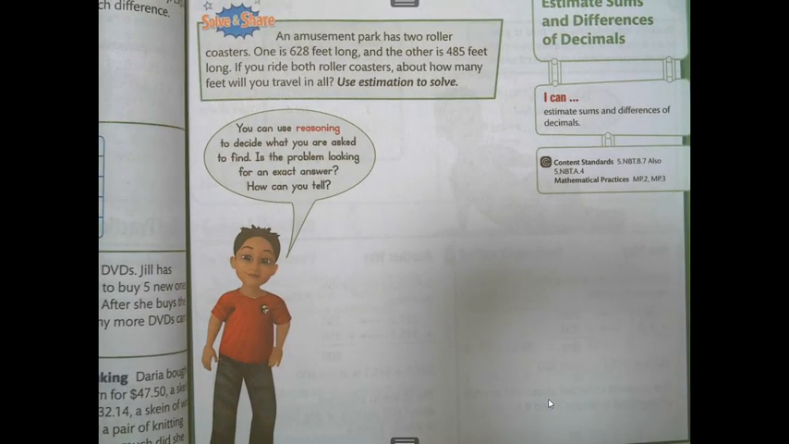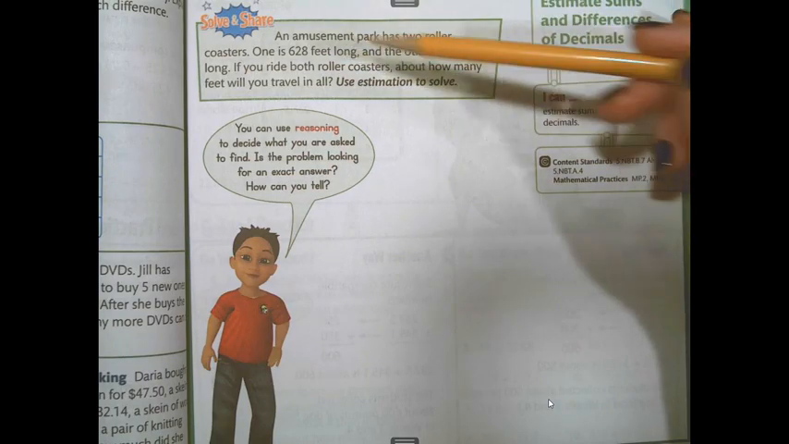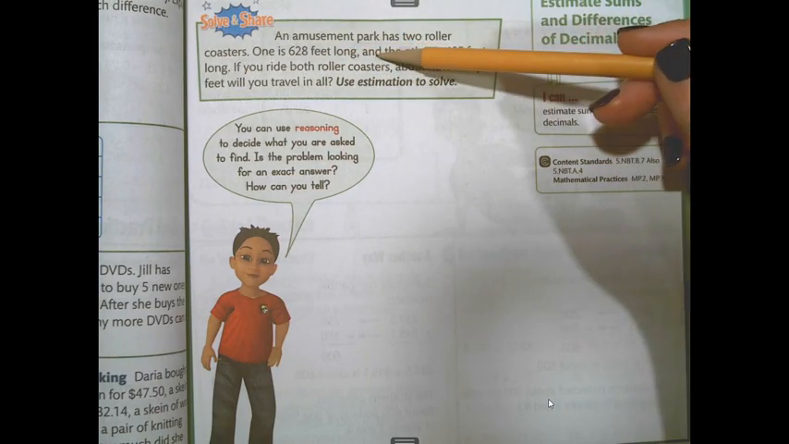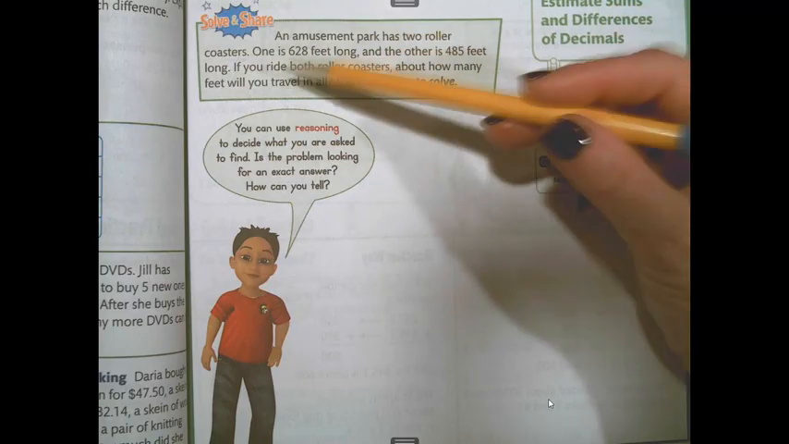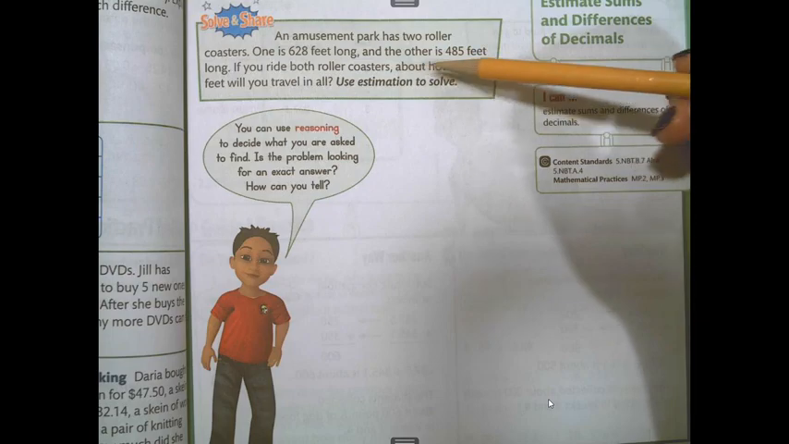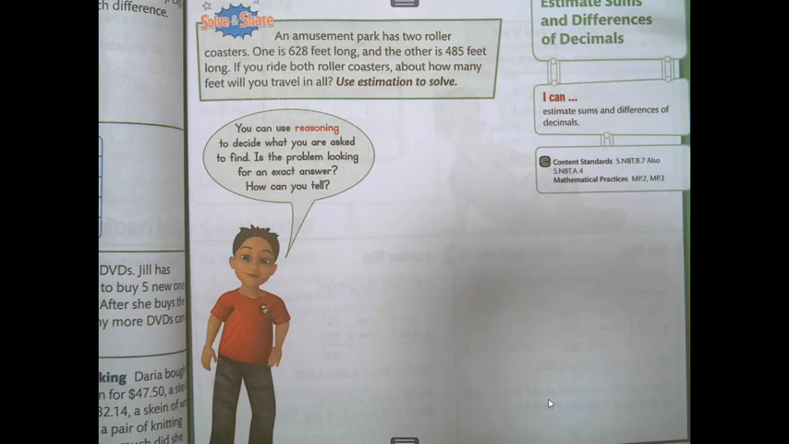All right, so we have an amusement park. It has 2 roller coasters. One is 628 feet long, and the other is 485 feet long. If you ride both roller coasters, about how many feet will you travel in all? And it tells us to use estimation to solve, but let's break down the problem. So we are going to be wanting to figure out, if we ride both roller coasters, about how many feet will you travel in all?